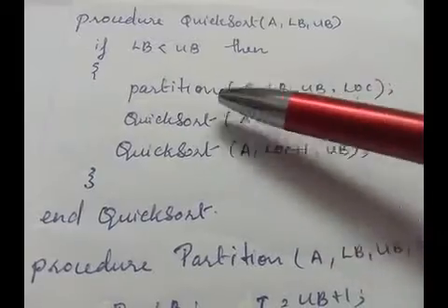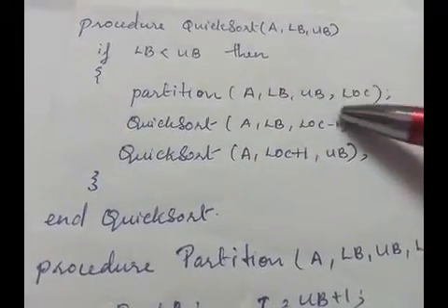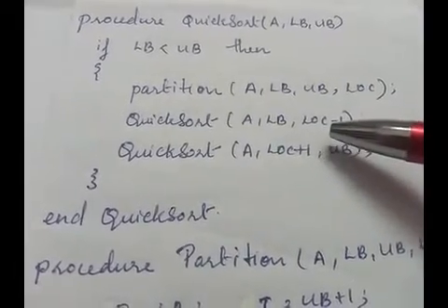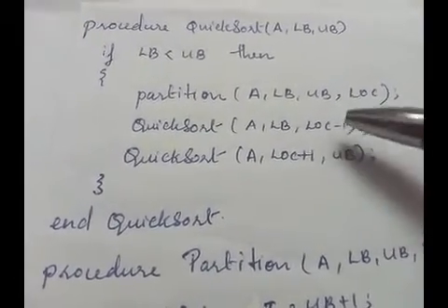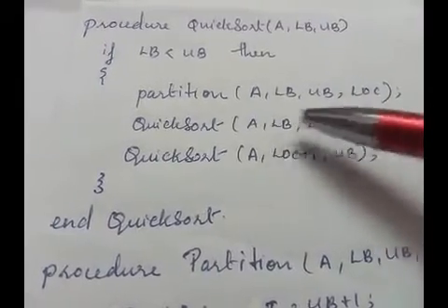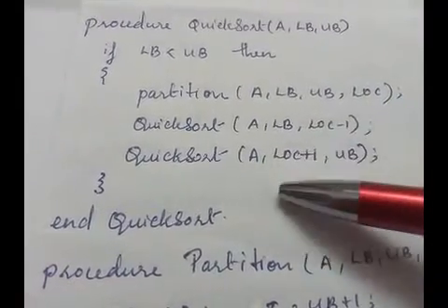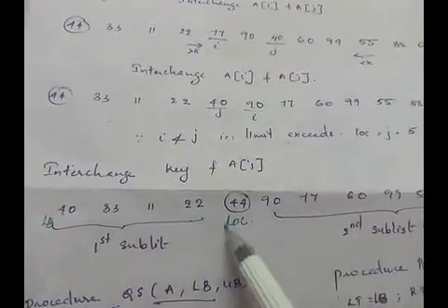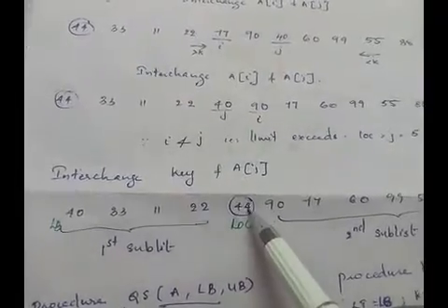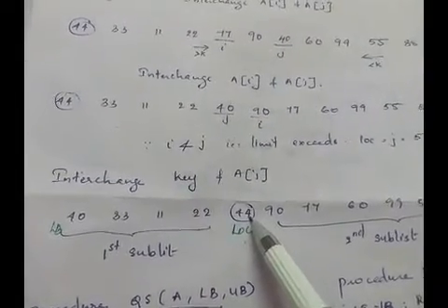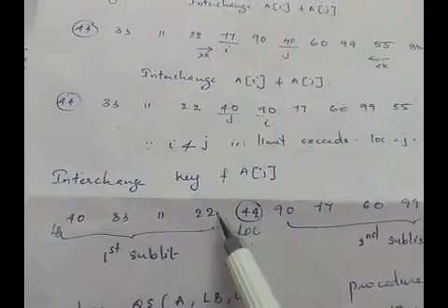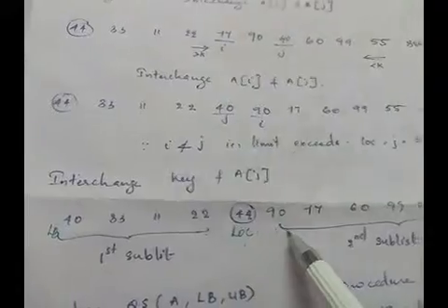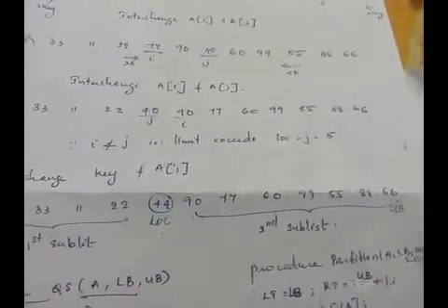So after the procedure partition completes, we get the location of the pivot element, and using that location we will divide the array into two sublists, one from LB till LOC minus 1, and the second sublist will be from LOC plus 1 to UB. Now consider the array. If LOC is the location of the pivot which we got, then the first sublist will be from LB till LOC minus 1, and the second sublist will be from LOC plus 1 till UB. Okay.